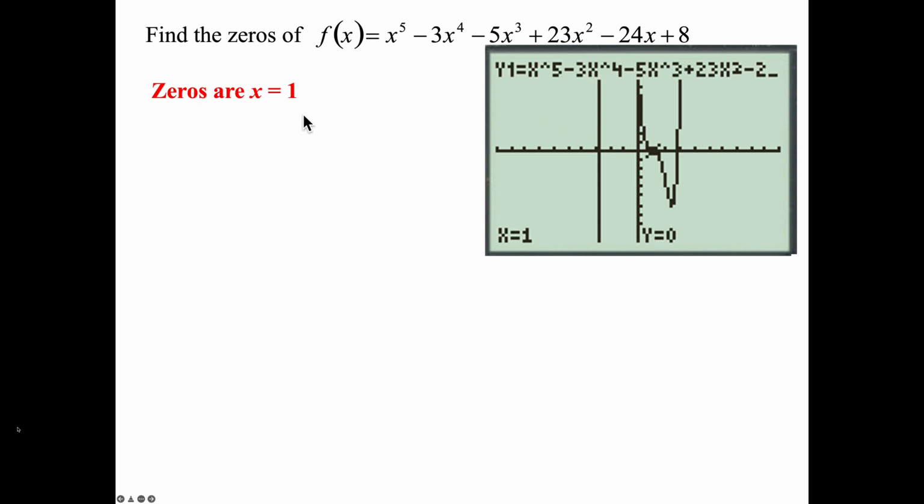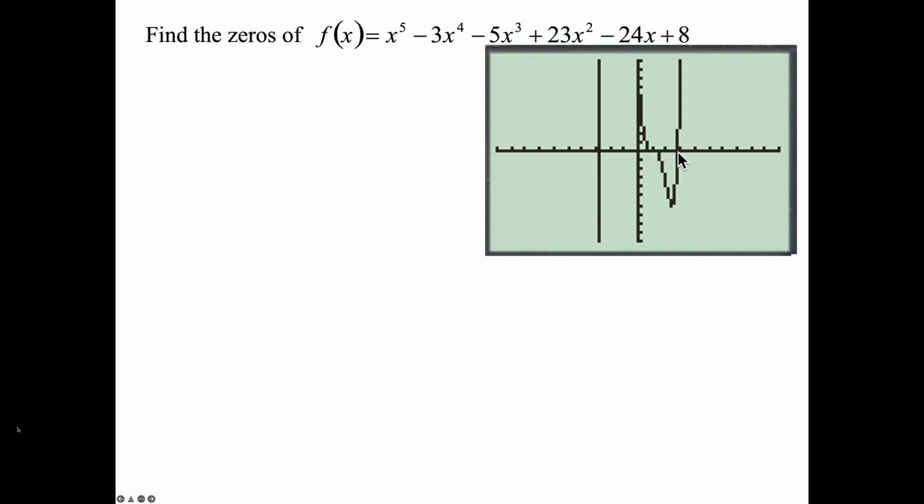Hit graph, and your zoom 6 window is good because you have a constant of 8 and a leading coefficient of 1, so your rational zeros should go from -8 to +8, so all your rational zeros are here. Again, as I look at my x-intercepts with a leading coefficient of 1, I should hit all my tick marks, but here I missed. Here I missed.